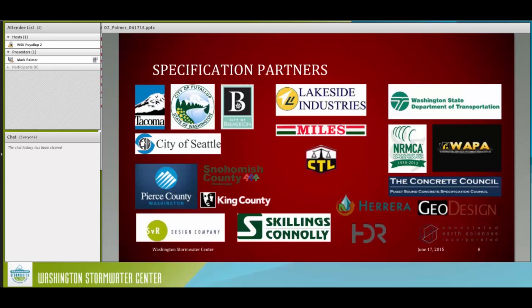Some of those specification partners, just so you see who is involved, cover the gamut of suppliers, contractors, municipalities, testing agencies, and consultants. It was a very broad-based committee and actually did very, very good work over 2 years to come up with this set of standard specifications.